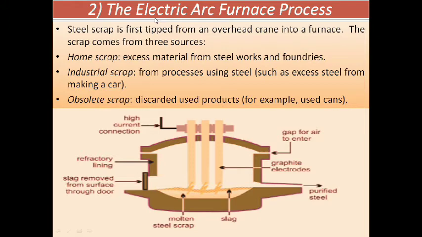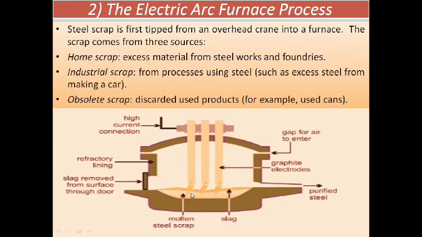The second one is the electric arc furnace process. In this process, the electricity is provided as shown in the following diagram. This is the high current connection of three rods. Then the molten steel scrap.